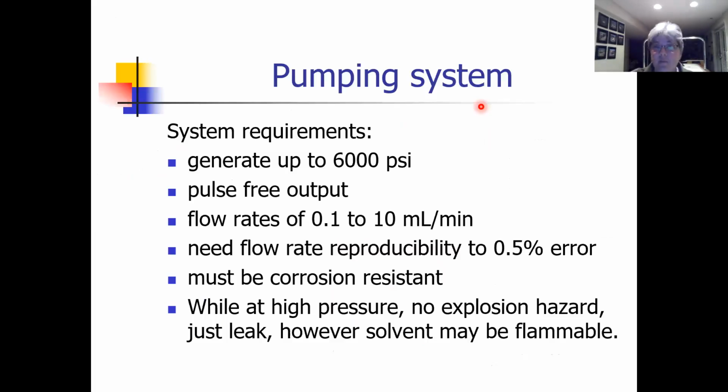Now, as I said, we need a pump to get it into the column. These pumps have to give you pressures up to 6,000 psi, and we want a constant flow rate. We don't want a pulse where the flow is high and then low and high and then low. Typical flow rates are about 0.1 to 10 milliliters per minute. And we want the flow rate to be reproducible. The pump has to not corrode from the solvents. We are putting these solvents under high pressure, but there is not a risk of explosion. Solvents might be flammable, but they're not going to explode because they're actually not compressed.